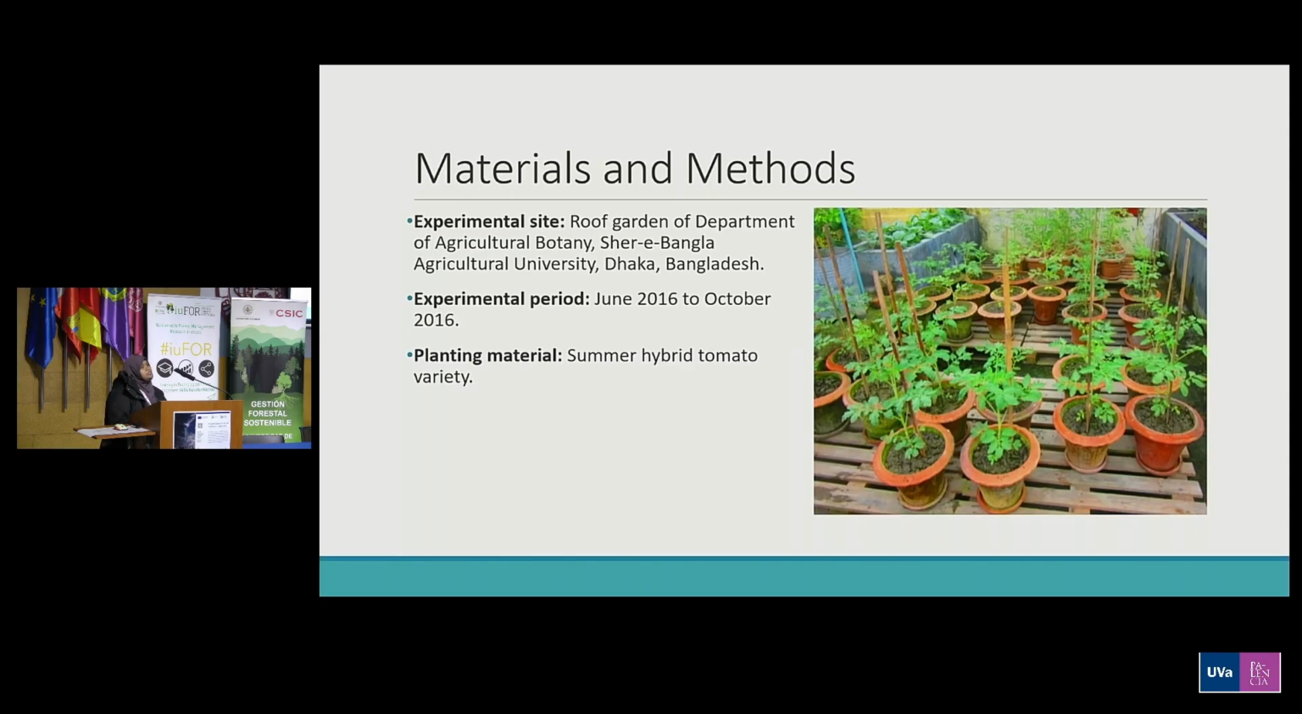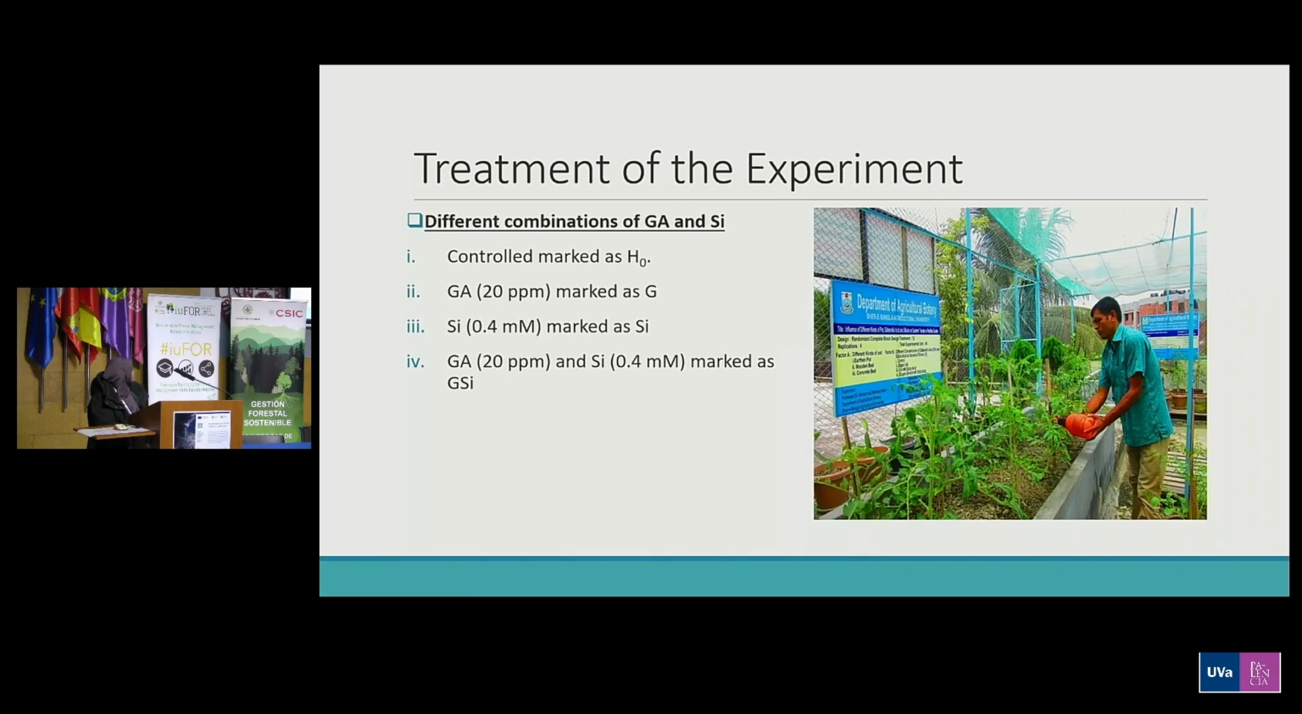The experiment was conducted in the rooftop garden of the Department of Agricultural Botany of Sher-e-Bangla Agricultural University, which is located in Dhaka, Bangladesh. And the experimental period was from June 2016 to October 2016. As planting material, I have used a summer hybrid tomato variety.